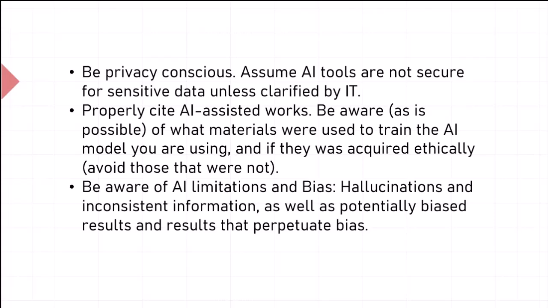My final notes are to be privacy conscious when you are using AI. Assume AI tools are not secure for sensitive data unless clarified by Troy's AI IT department. Properly cite AI assisted works. Be aware as much as is possible of what materials were used to train the AI model you are using and if they were acquired ethically. And then be aware of limitations and bias, hallucinations and inconsistent information, as well as potentially biased results and results that perpetuate bias.